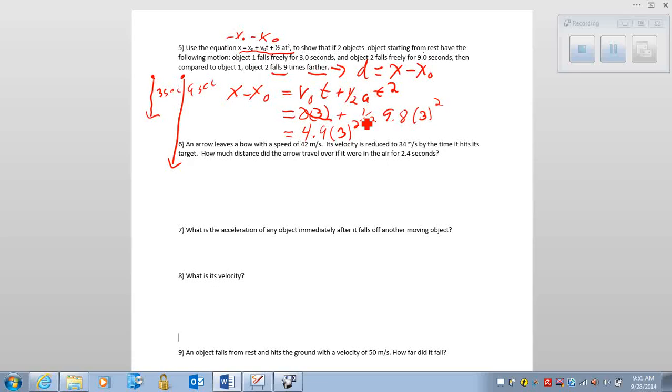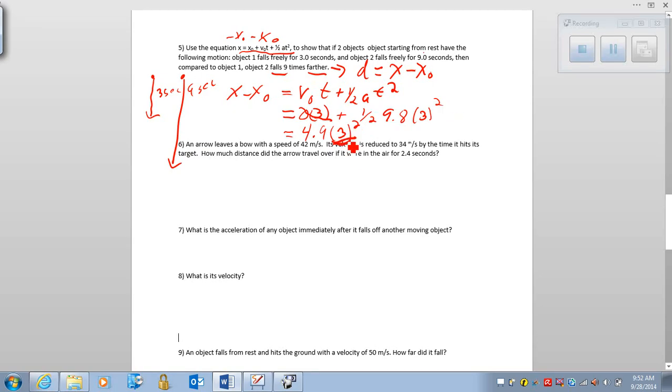Now, we have to ask ourselves, what is different about the object falling for 9 seconds? The only thing different about it is the time that it was falling. 9.8 is the same. The acceleration will be the same. The initial velocity will be the same. It'll be 0. The only thing that will be different is this factor right here. So for the 9-second one, instead of having 4.9 times 3 squared, we would have 4.9 times 9 squared.